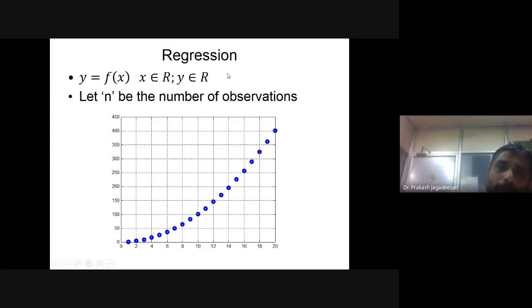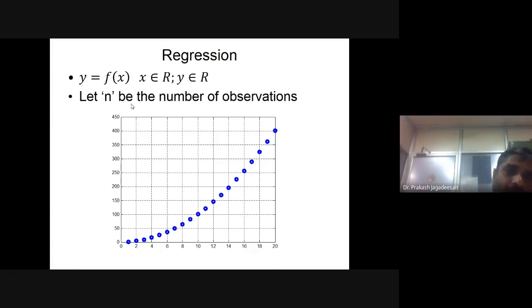x belongs to R and y belongs to R implies that x is a scalar and y is a scalar, meaning there is only one input and one output. I want to relate that one output with the corresponding input. I'm assuming that there are n observations because I need data. Without data, one cannot build a model. Using these n observations, there are n different values of x, and corresponding to that, I have n values of outputs: x1, x2, xn.